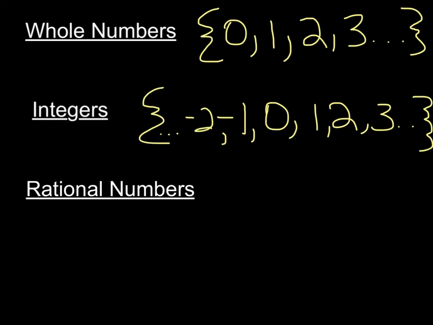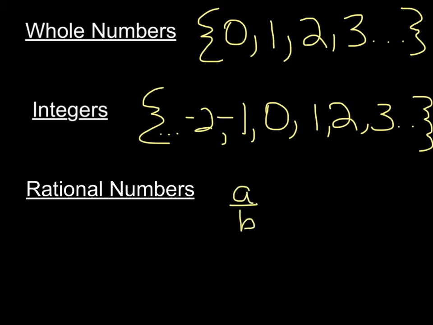Then rational numbers wanted to join the group. The rational numbers said, okay, if the number can be written as a fraction, can we join the group? And so the whole numbers and integers got together and said, sure, you can join the group as long as you can be written as a fraction. So rational numbers are any of these numbers, whole numbers or integers, and anything else that can be written as a fraction in the form of a over b.